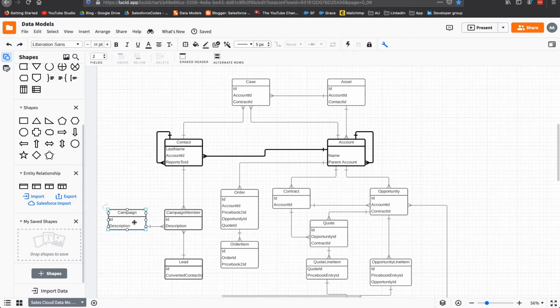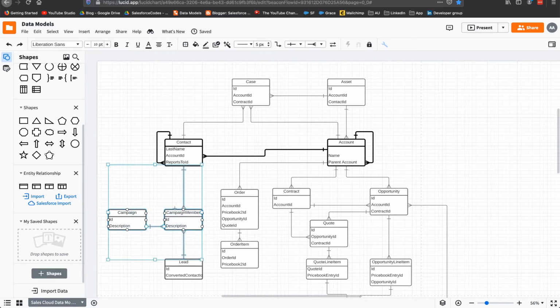So campaign is a marketing event that you are targeting to gain more customers, and a campaign member is all the contacts or leads that are added to that campaign. So that covers this object also.